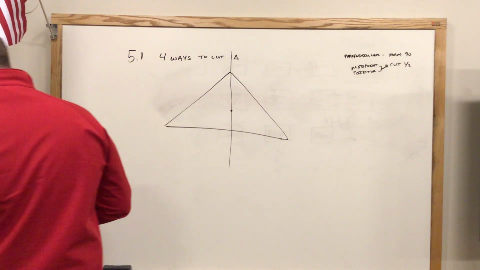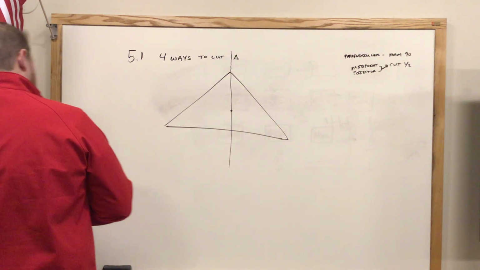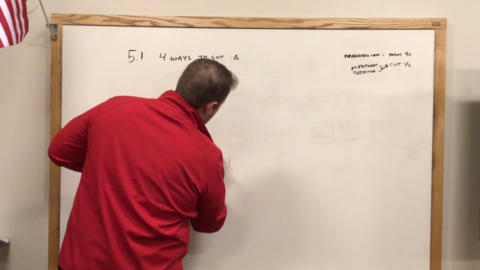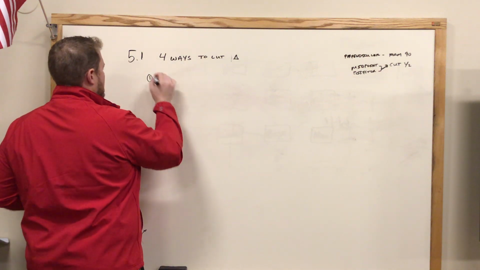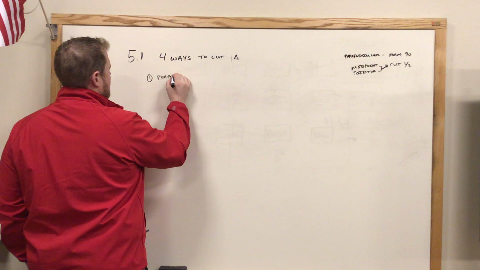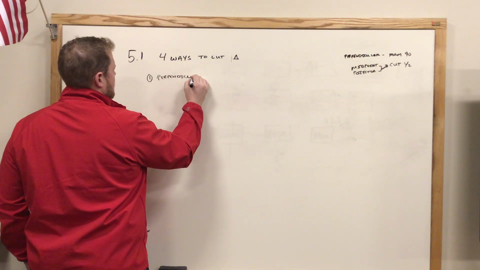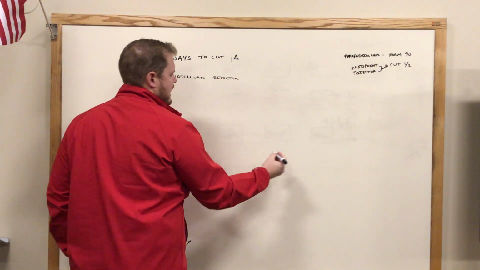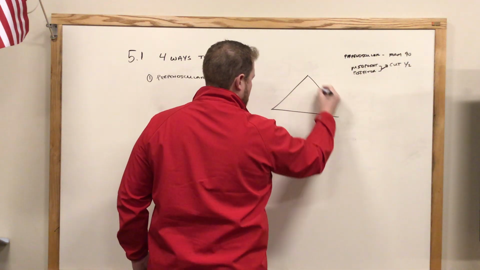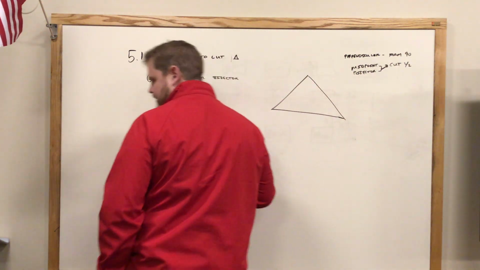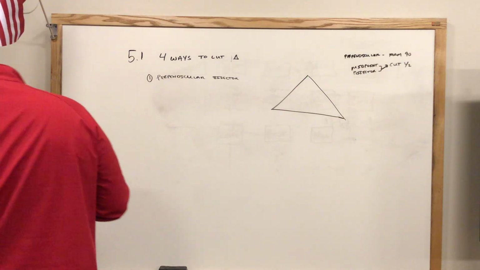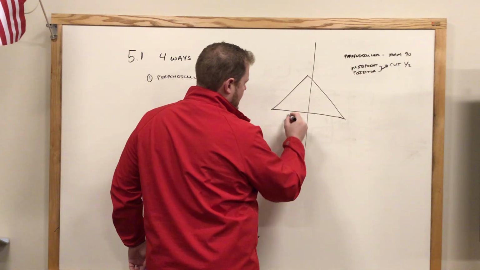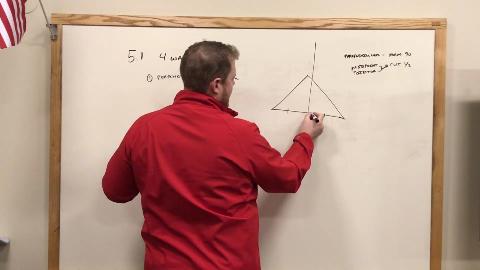So the first one is what we would call a perpendicular bisector. The first way to cut a triangle is a perpendicular bisector. Easy. In other words, I have a triangle and I draw a line that goes through and cuts the opposite side in half because it's bisecting and forming a 90-degree angle.